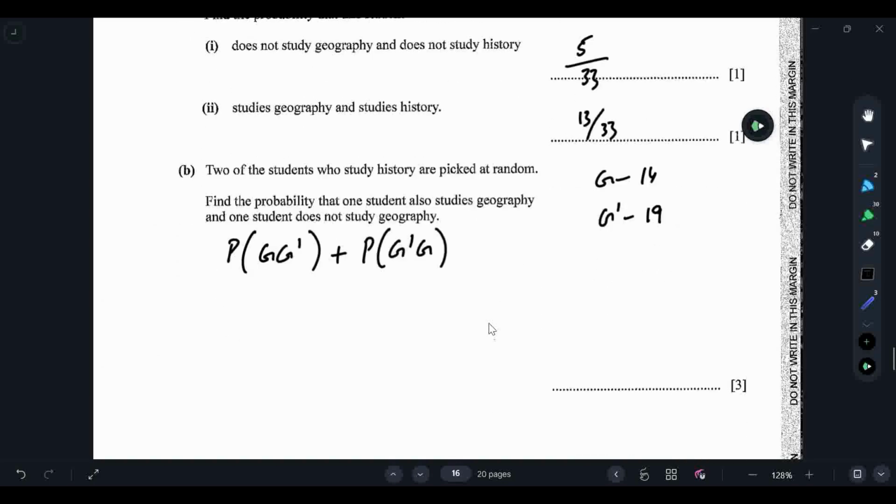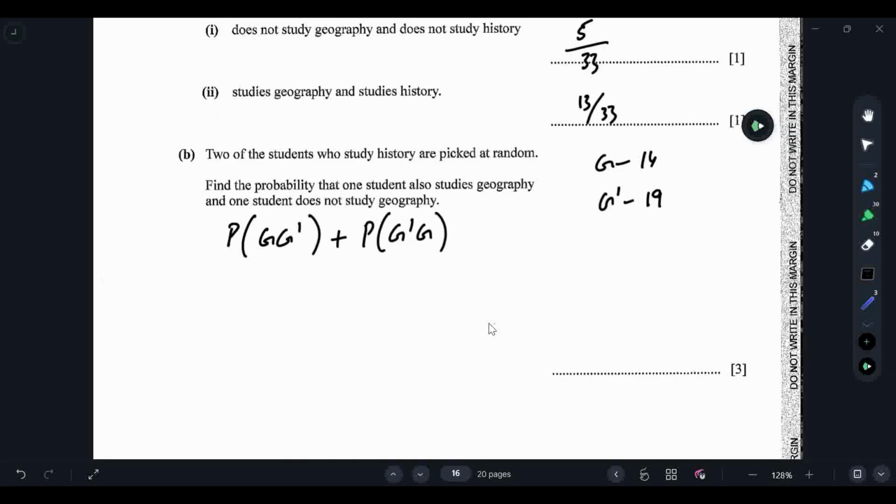14 and 19. Okay, now what we have to do, we have to write it like this: 14 divided by 33 multiply by, not geography students will be 19 divided by 33 plus, similarly from here, not 33, this should be 32. This should be 32 plus, not geography, 19 divided by 33 multiply by 14 divided by 32.